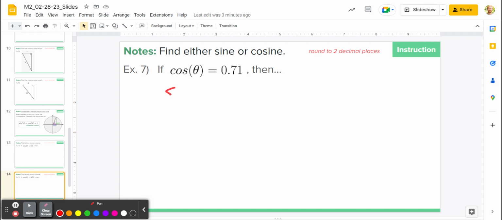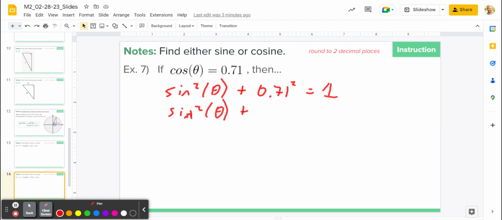Let's write our Pythagorean theorem. Sine squared is our unknown, so sine squared plus 0.71 squared equals 1. So sine squared we can leave as is for now. That'll be plus, looks like 0.71. If I square that, I get 0.5041. That's equal to 1.